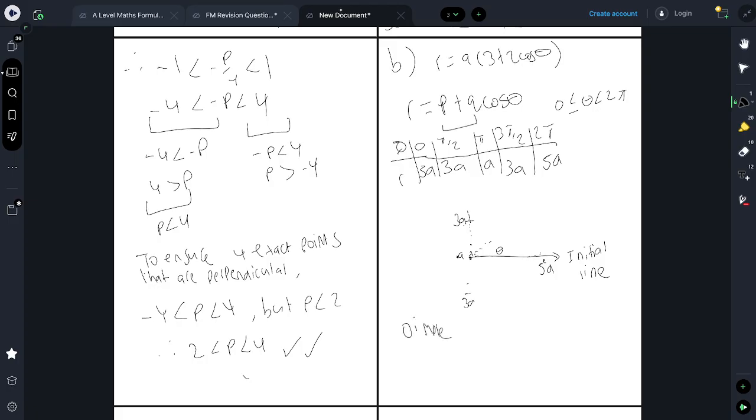It's a dimple when, in this form, P over Q is less than 2, or equivalently P is less than 2Q. But have a look here. r is 3a plus 2a cos theta. It's in this form because if you expand it, you get 3a plus 2a cos theta. This is in the form where we need to consider a dimple.